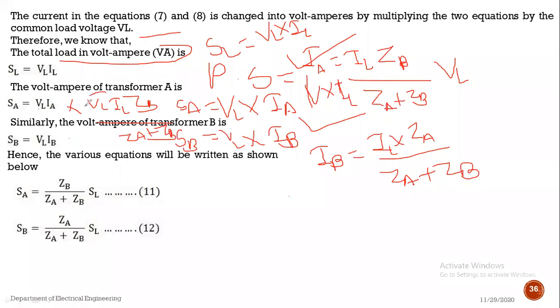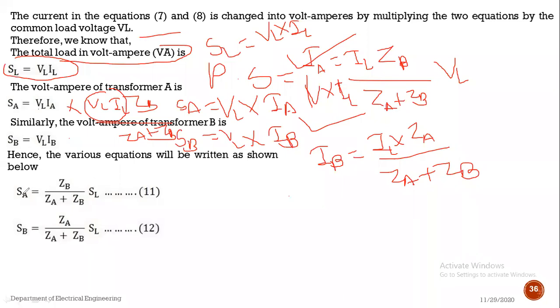Okay, so this VL into IL, what is VL into IL? Product of load voltage and load current. It is nothing but product of VL into IL. Load side KVA, no? Here the equation is there. SL is equals to VL into IL. So instead of writing VL into IL, I am putting here SL.